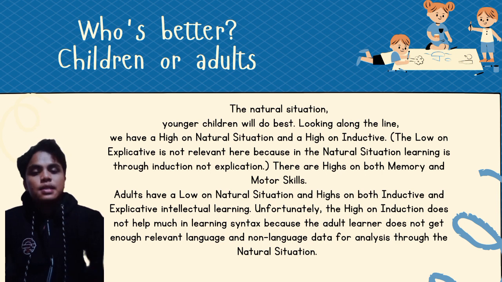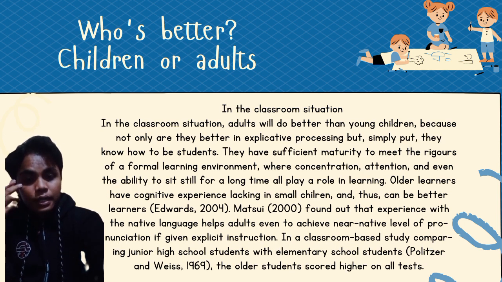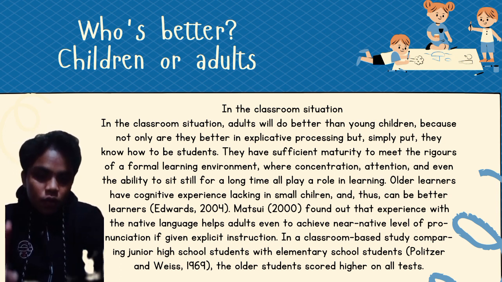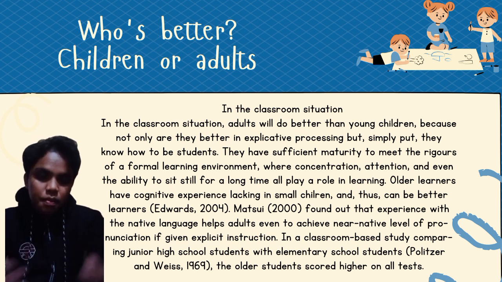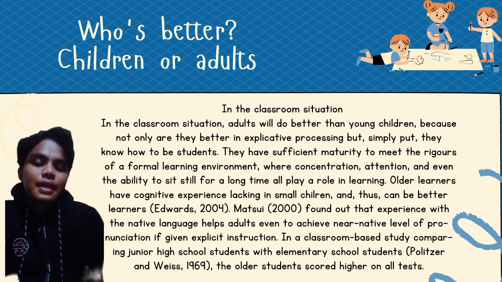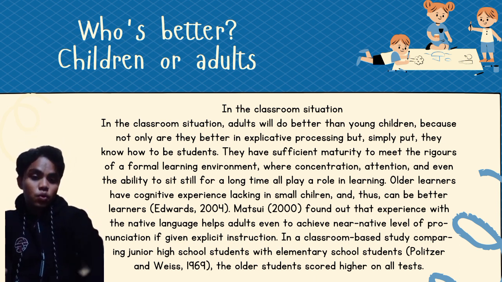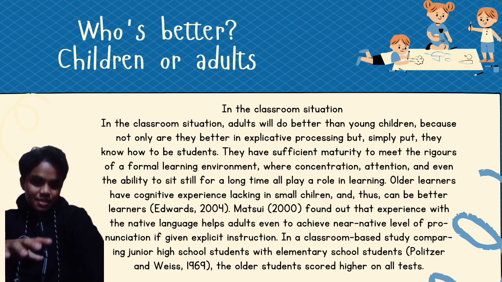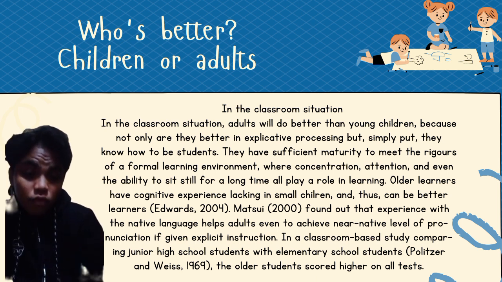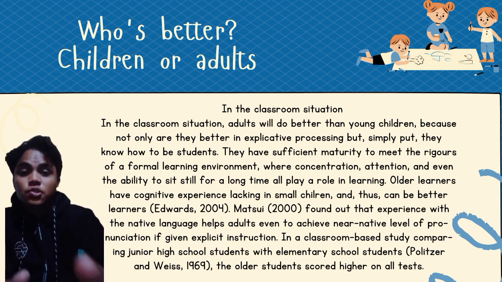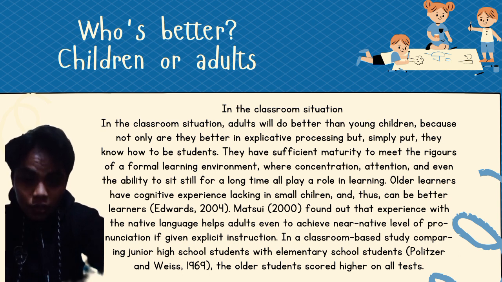The second one is second language learning in the classroom situation. Adults will do better than young children because not only are they better in explicative processing, but simply put, they know how to be students. They have sufficient maturity to meet the rigors of a formal learning environment. Work, concentration, attention, and even the ability to sit still for a long time all play a role in learning. Older learners have more cognitive experience than small children, and thus can be better learners.